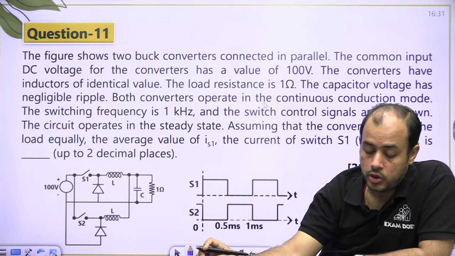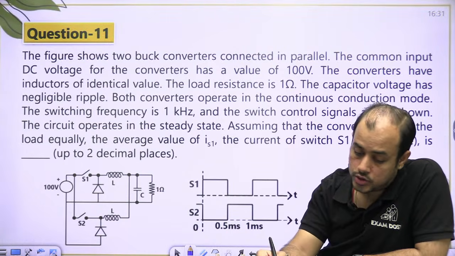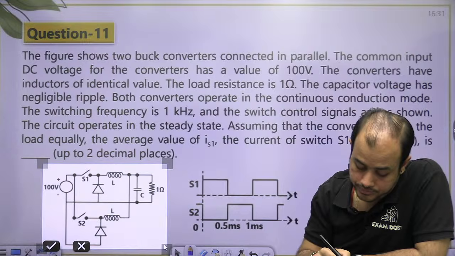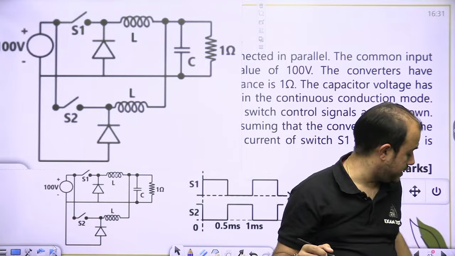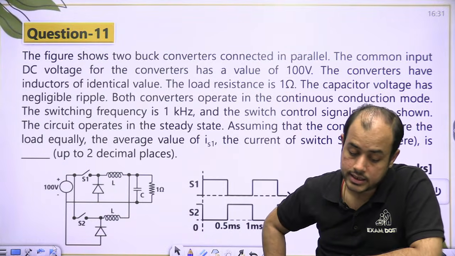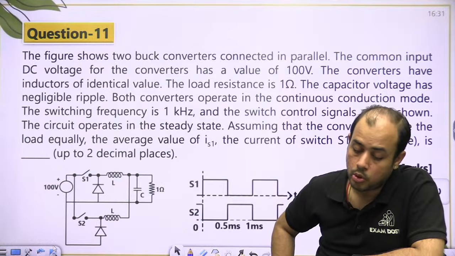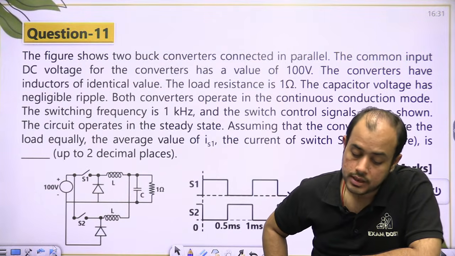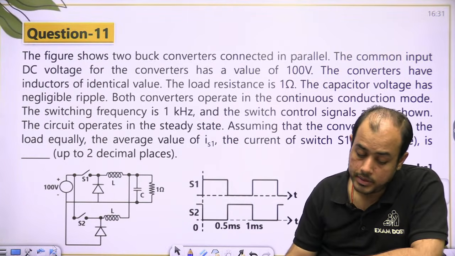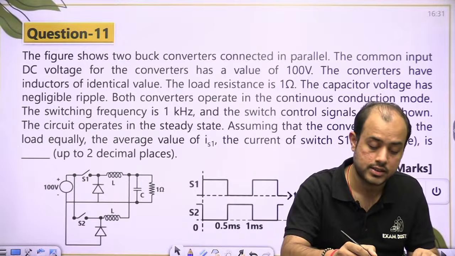This was a very beautiful question asked in GATE 2018. Let me explain. The figure shows two buck converters connected in parallel. The common input DC voltage of both the converters is 100. The inductors are of identical value. Load resistance 1 ohm. Capacitor has negligible ripple. Both operate in continuous conduction mode. Switching frequency is 1 kilohertz. Control signals are given to us. Assuming converters share the load equally, what is average current of switch S1?